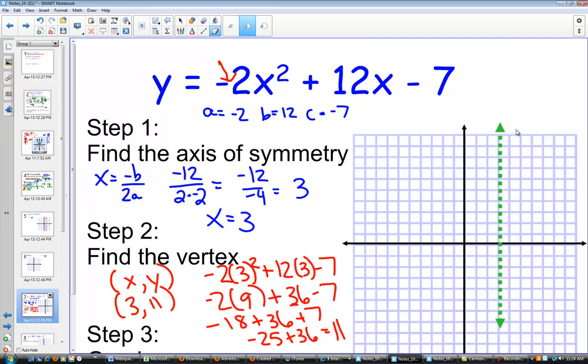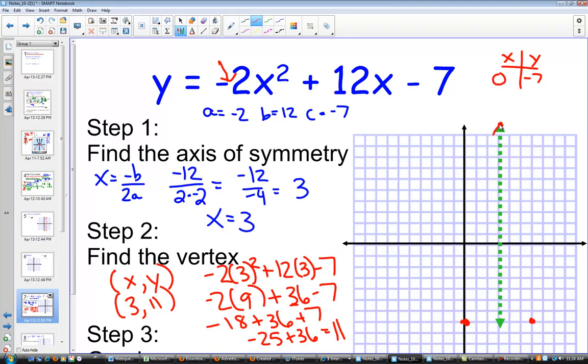What's an easy one to check? Oopsies. I erased that special point. What if we put x as 0? Pretty easy to check, right? If x is 0, then y is negative 7. Okay. 1, 2, 3, 4, 5, 6, 7. And what do we know? It's symmetrical, so that far down here, we're going to be that far over here.